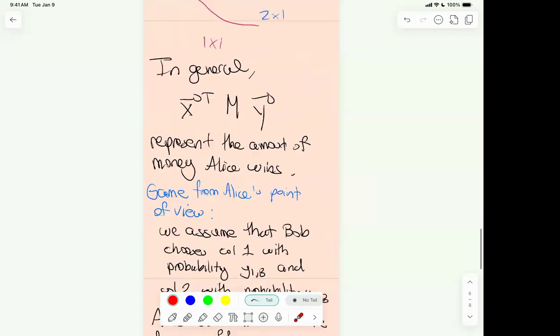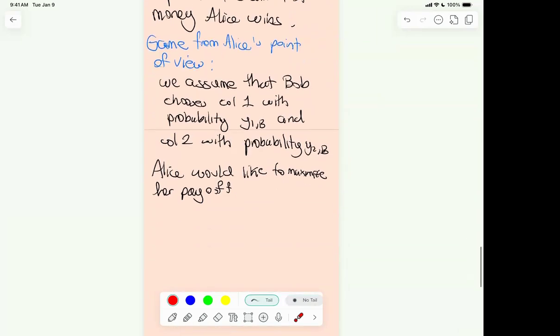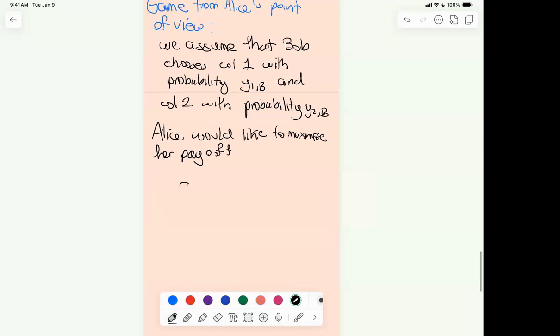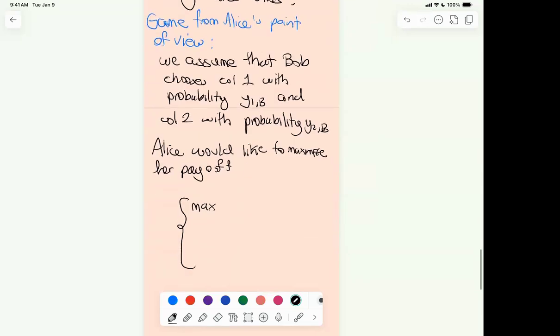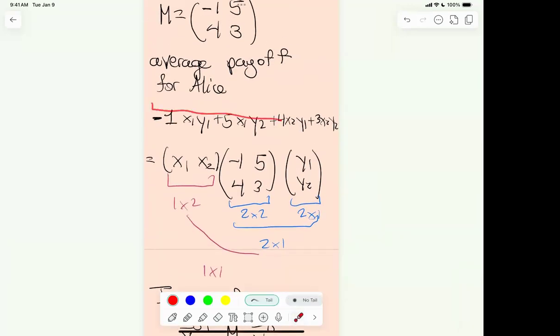So what Alice wants to do is solve a linear optimization problem. That's what I'm trying to get at. So what is Alice trying to do? She's trying to find the max of her average gain. Where was the average gain here? It was this one.